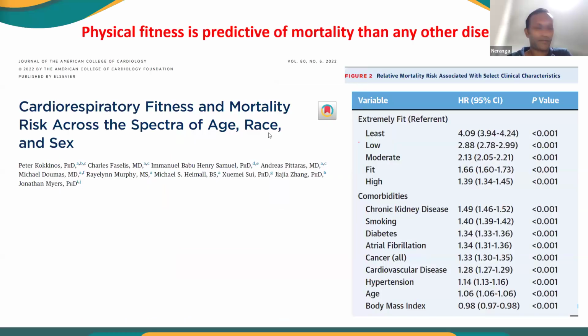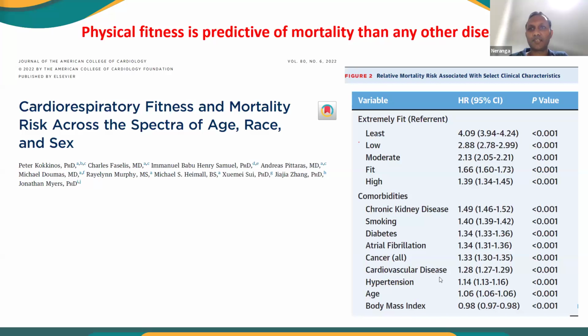So another thing I have to mention. I will quickly go through a few slides. I think it's very important to highlight this one. Physical fitness is a predictor of cardiovascular disease more than any other factor. If you take diabetes, it has a worse prognosis than most of the cancers, but still its hazard ratio is 1.34.